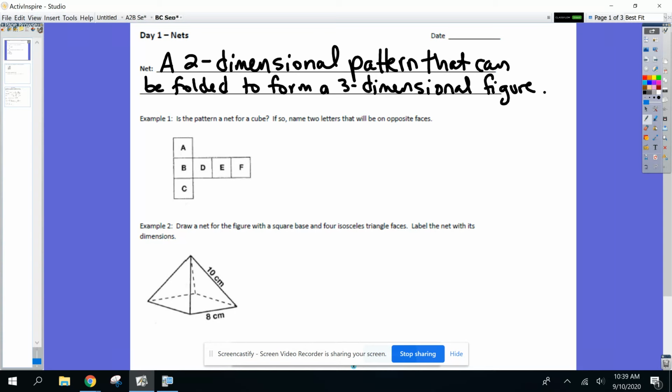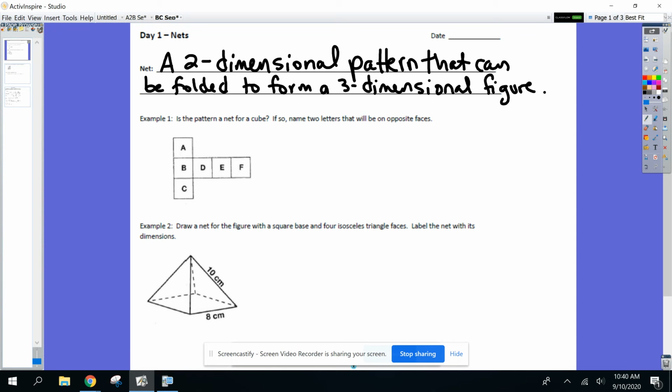All right, real life example of a net. Quick show of hands. How many of you guys recycle at home? Yeah, good idea, right? Save the earth. All right, and I'm hoping you guys can see this. What I have with me here is my cereal box. And before I was finished with it, it was a three-dimensional cereal box.